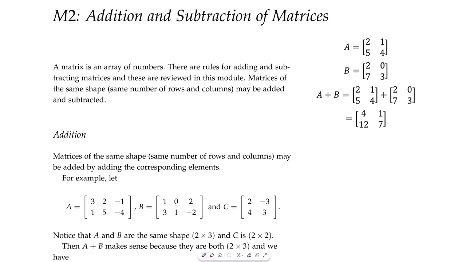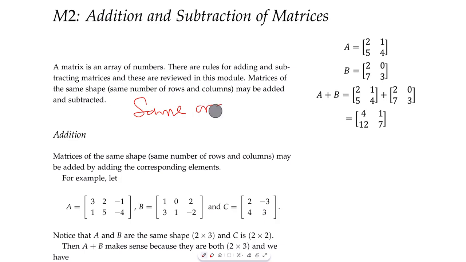Before that, I said that there are rules for adding and subtracting, and this is what we want to review in this video. Matrices of the same shape, the same number of rows and columns, may be added and subtracted. That means the number one rule for adding or subtracting matrices is that they must have the same shape, they must have the same order.